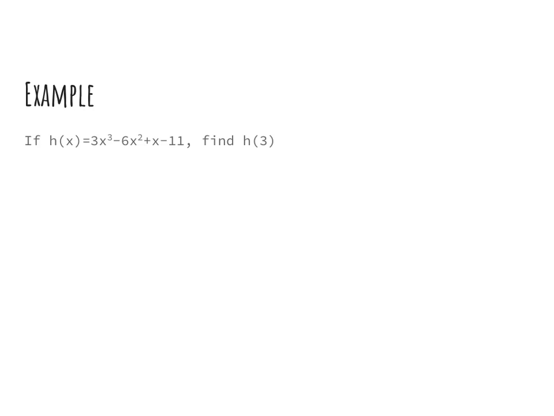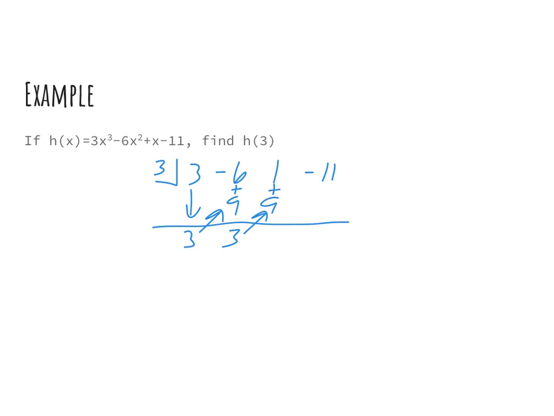So another example, we have h of x is 3x cubed minus 6x squared plus x minus 11. We're going to find h of 3. If we use synthetic division, again the 3 goes in the top left corner. Our coefficients go right next to that. We don't have any missing exponents, so we don't have any zeros. Again, drop the first number, multiply it with the top left, add vertically, multiply that with the top left, add vertically, multiply with the top left, add vertically.